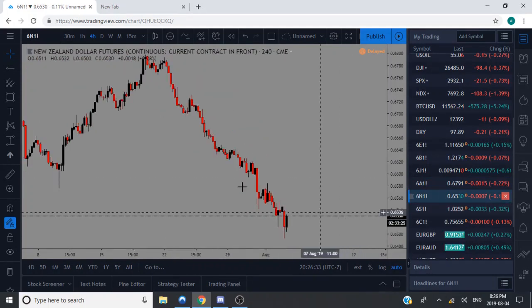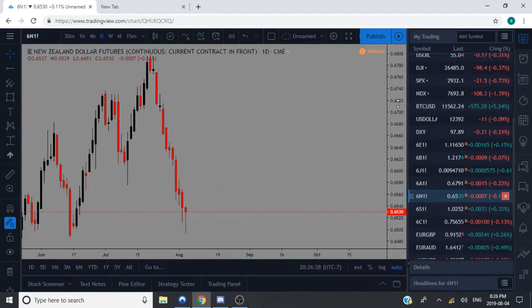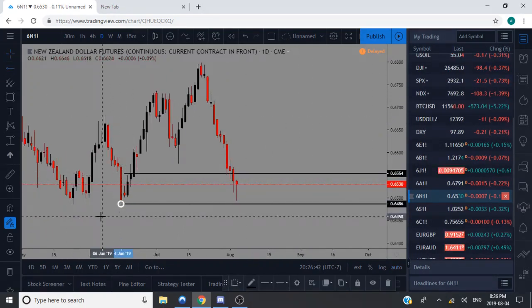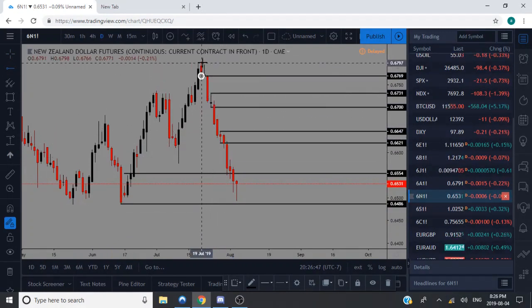New Zealand, let's get a quick look at the New Zealand. I remember that New Zealand chart we talked about, how we're sitting on that level on top of level. Same exact thing. Daily supply there, daily supply there, daily supply there.